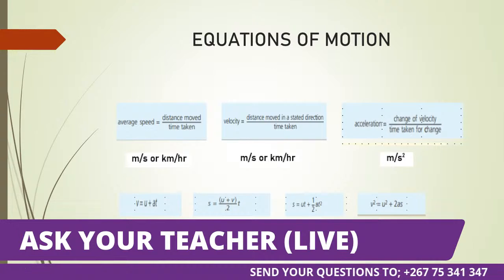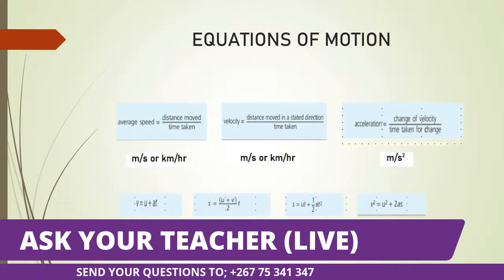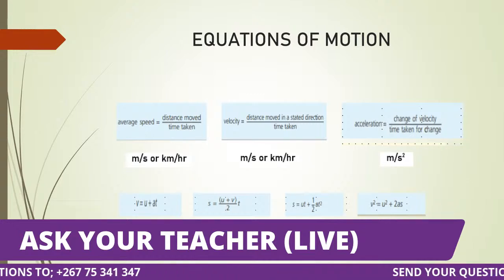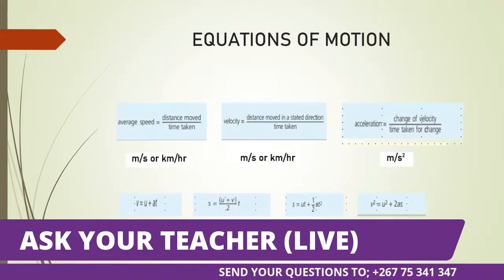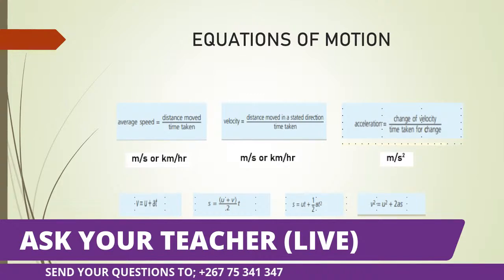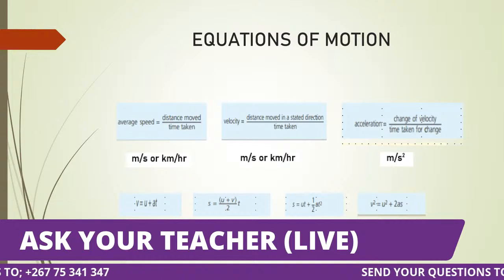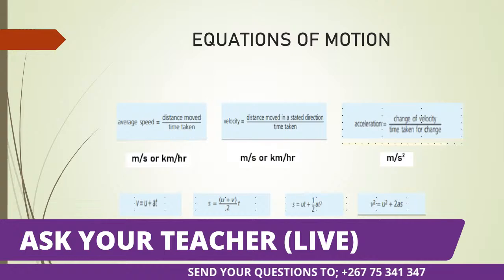Then we've got another formula there for distance, which is S equals UT plus half AT squared, which is your U representing your initial velocity multiplied by your time, then half AT squared. The final one is V squared equals U squared plus 2AS. All those are equations of motion which will be required to use in your exams.